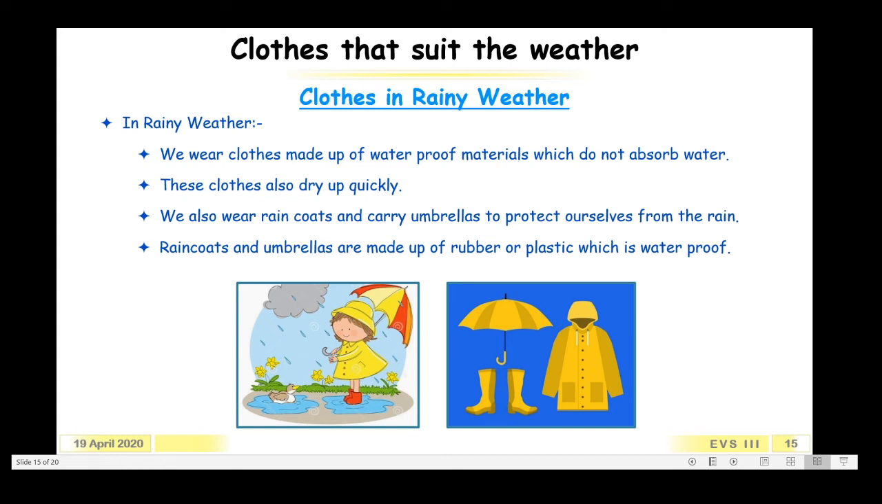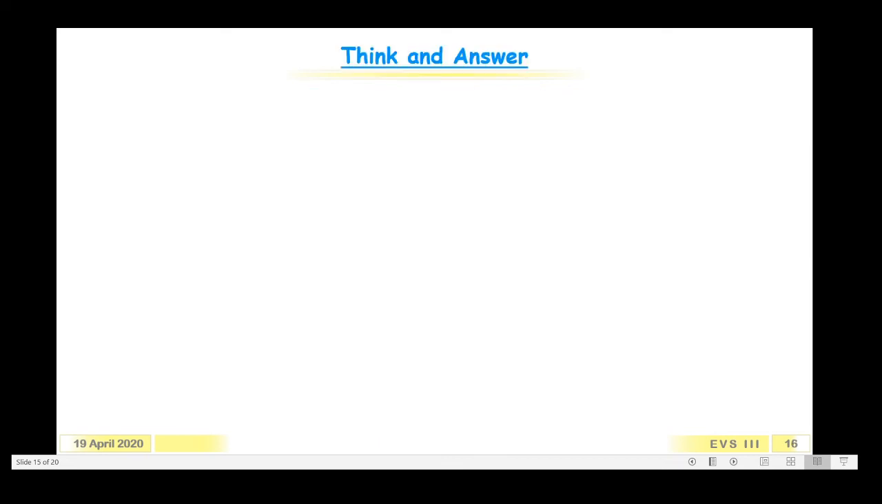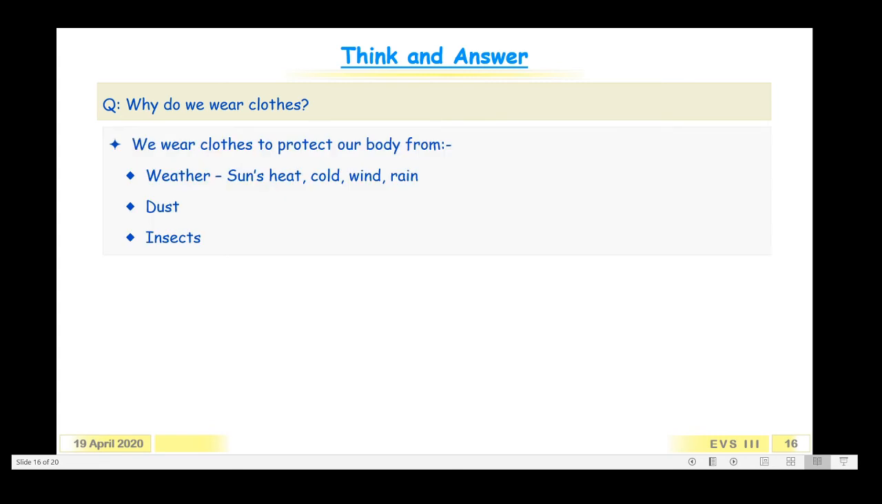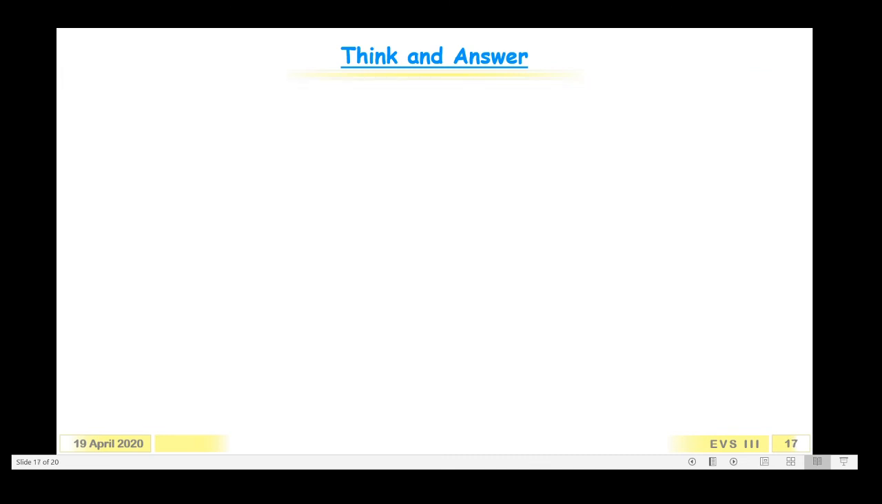So, children, that was all about clothes. And now we'll switch over to our question answer session. Okay, why do we wear clothes? We wear clothes to protect our body from weather, sun's heat, cold, wind, rain, dust, and insects.